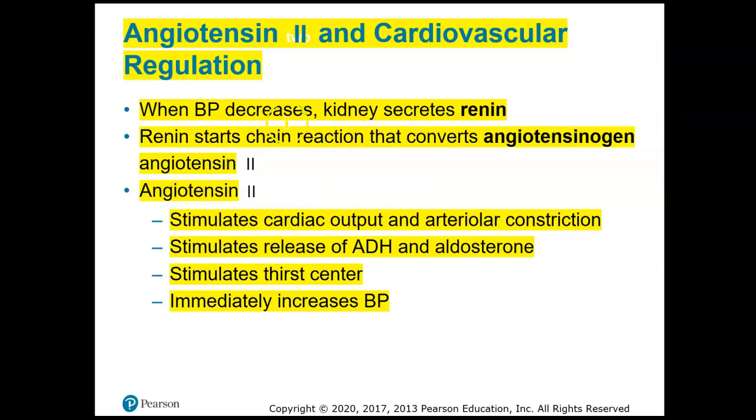When blood pressure decreases or drops, the kidney secretes a substance called renin, and renin converts angiotensinogen into angiotensin II. So it's the renin-angiotensin system, it's what it's called. So what does angiotensin II do? Well, one thing we know it does, because we just learned this, is that it stimulates the release of ADH and also another hormone called aldosterone. Both of these are going to lead to an increase in blood volume, which will increase blood pressure.